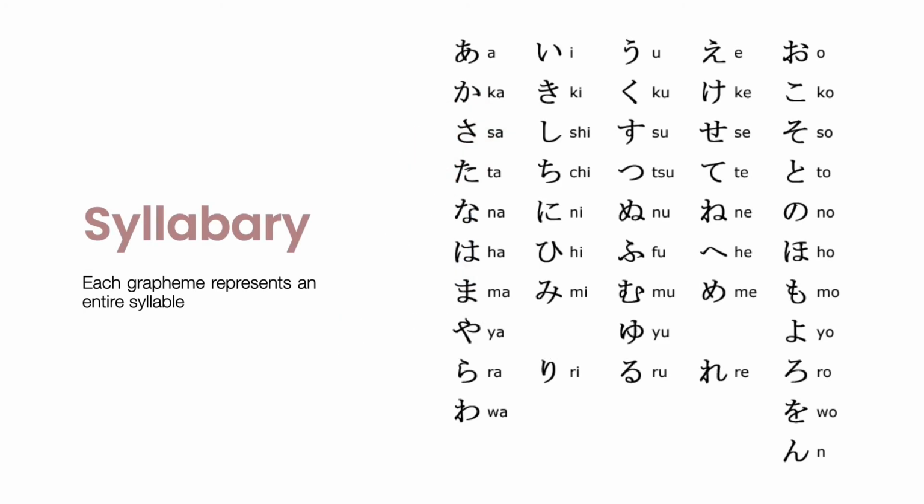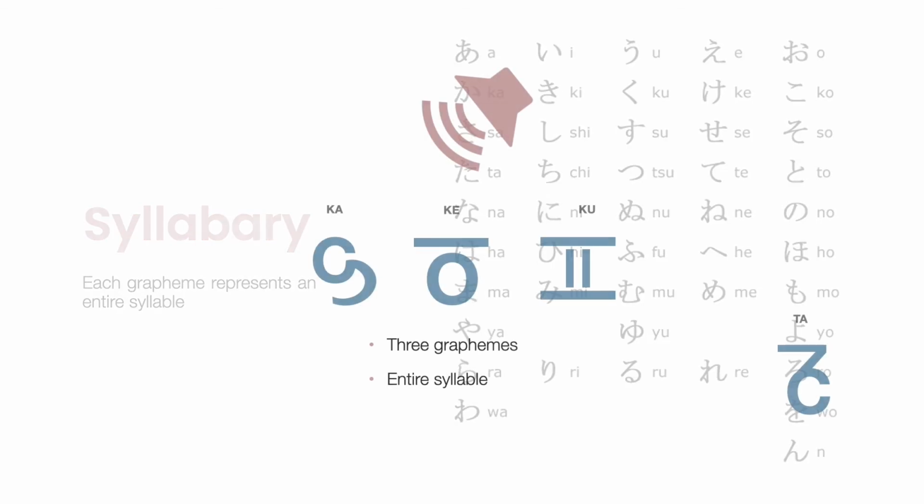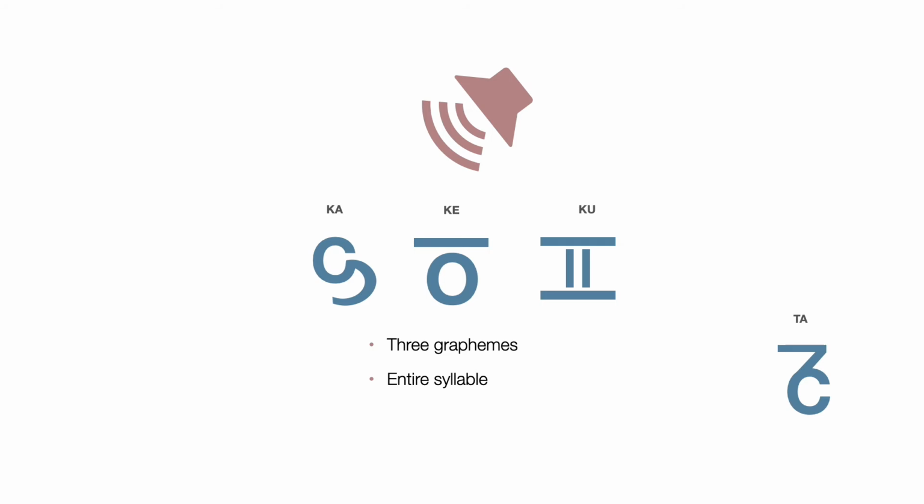In syllabic writing systems, the graphemes represent an entire syllable. Examples of syllabaries are the hiragana and katakana used in the Japanese language. Here, you can see that the letters with shared consonants or shared vowels show no particular resemblance to one another. They are all unique.